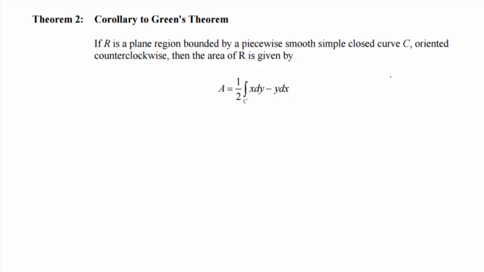If R is a plane region bounded by a piecewise smooth, simple closed curve, same requirements for Green's theorem, oriented counterclockwise, then the area of R is given by 1/2 integral over C of x dy minus y dx. Do you think this would be hard to prove? All you've got to prove is that dq dx minus dp dy, the integrand on the double integral from Green's theorem, is equal to 1, like we had in the last example.